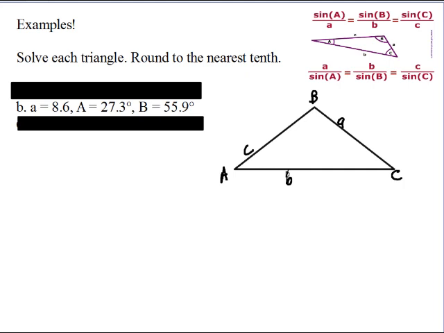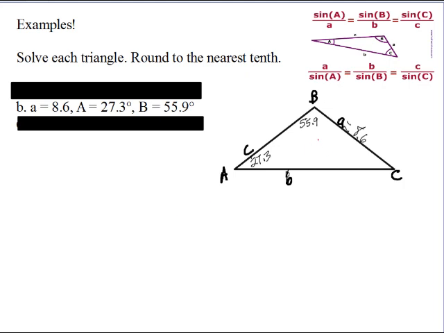Okay. So let's work in black. Let's plug in what we know first and foremost. Little a, crossing big A, that's supposed to be 8.6. Big A, 27.3. Big B is 55.9. And so let's go ahead and work in red so we know what we have new.